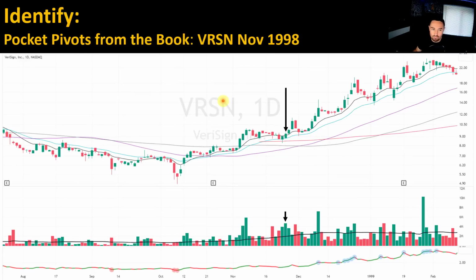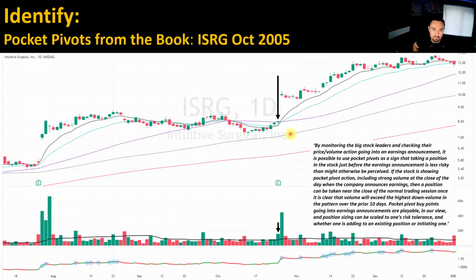Don't worry. Here's another one, VeriSign, from the book in here. Okay, it kind of bounces off the 21-day EMA. Okay, where do you kind of place your initial stop loss?